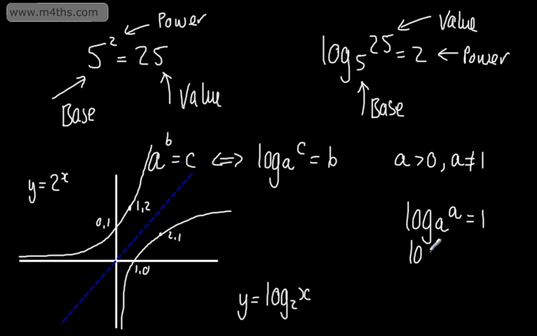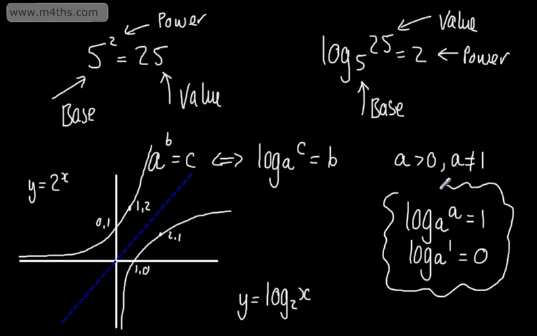Another result we've got, log to the base a of 1 will always be 0. If we just consider now, what power do we need to raise a by to get 1? Well, the answer is going to be 0. If we just consider now, 2 to the power of 0 is 1, 3 to the power of 0 is going to give us 1. So the logarithm is the power this base is raised by to give the certain value. So that's what we have.